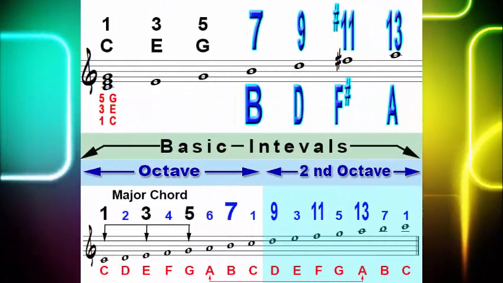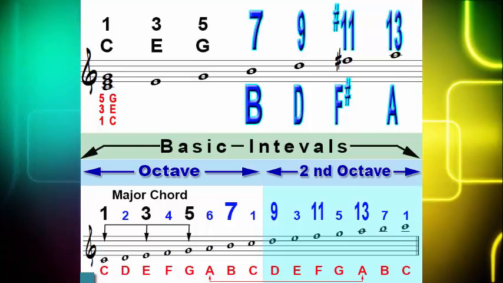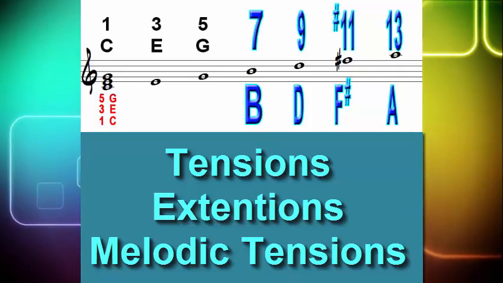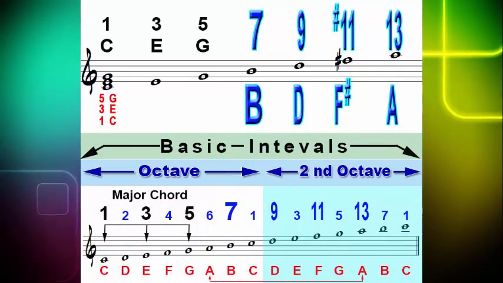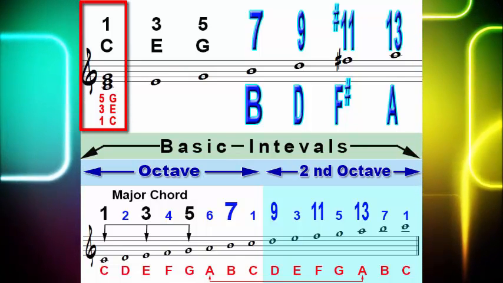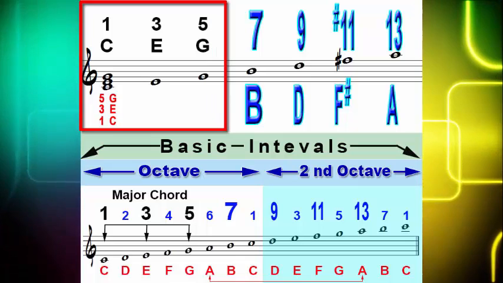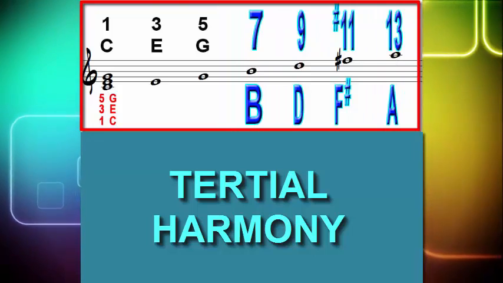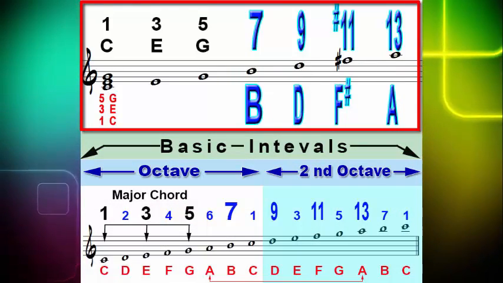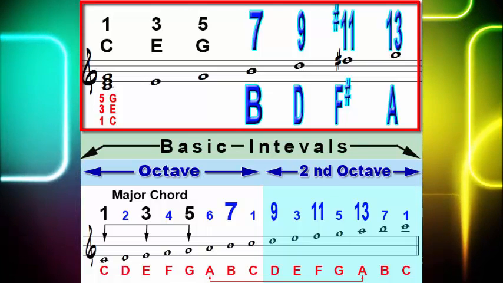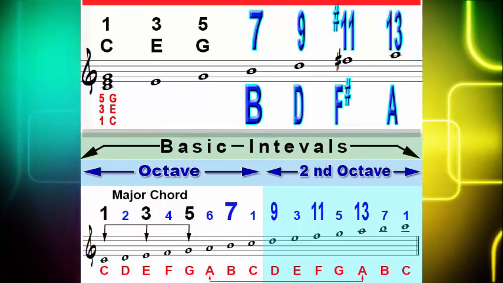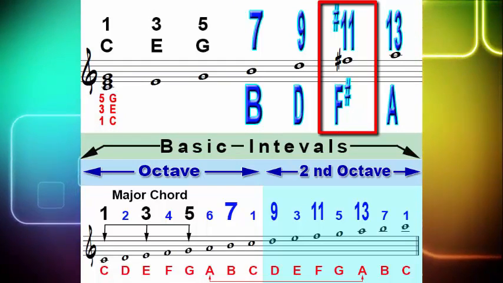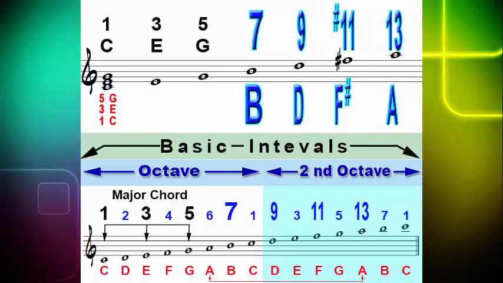This video is a continuation of our discussion of tensions, also called extensions or melodic tensions. To review, let's construct a major chord with a root note of C. When we harmonize that note by thirds, also called tertial harmony, we arrive at the C major triad and its tensions. This is all fairly cut and dried, except that in modern music, F, or the 11th note of the scale, is played as an F sharp, and that tension is called sharp 11.